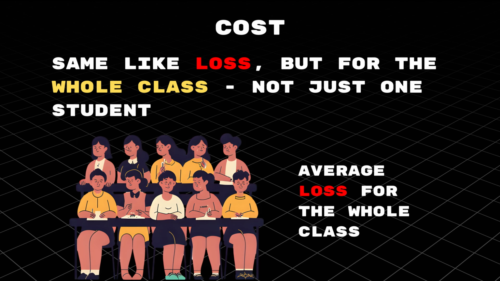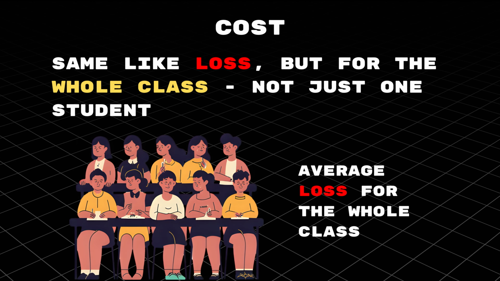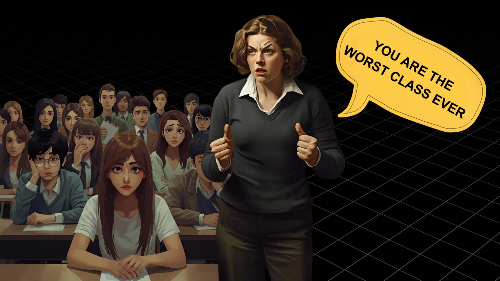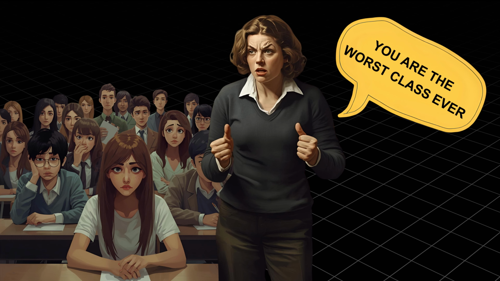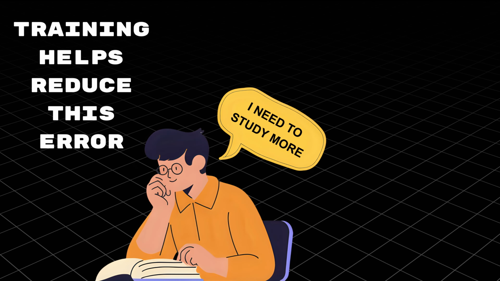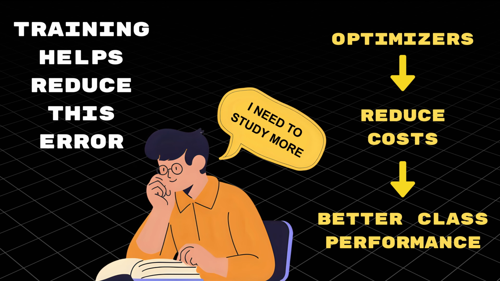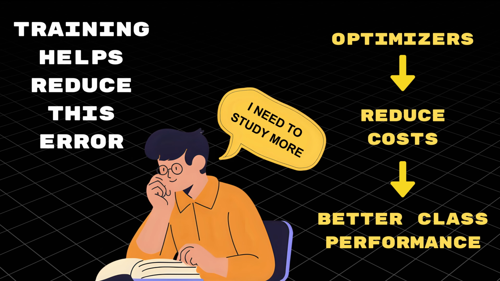Cost is the average loss for the whole class and not just one student. It shows how well the model is doing overall. If the cost is high, the class or the model isn't performing well. Training aims to reduce this number with every round. Optimizers work directly to lower the cost. It's like checking the overall class performance and not just one test.